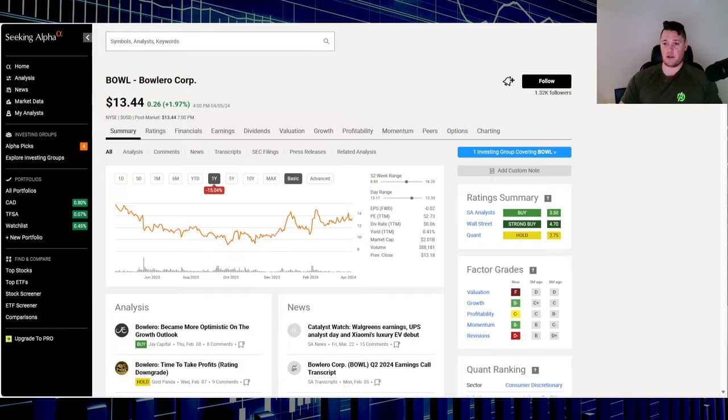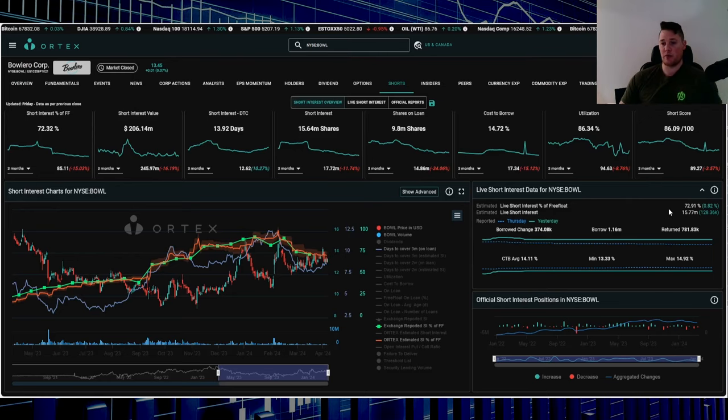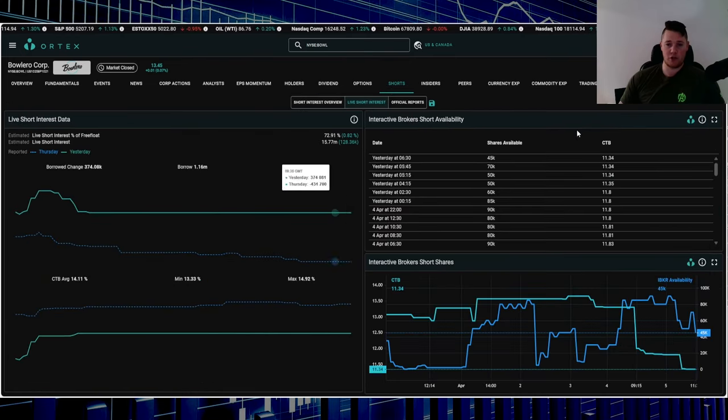But moving on though, looking at some of the data points, 72.91% of the free float is being shorted. That works out to be 15.77 million shares overall are being shorted. Short score, so the higher the number, the higher the likelihood of a squeeze happening, is 86.09. Utilization is 86.34, and cost to borrow average is 14.11. Through Interactive Brokers, short availability does indicate around 45,000 shares is available.